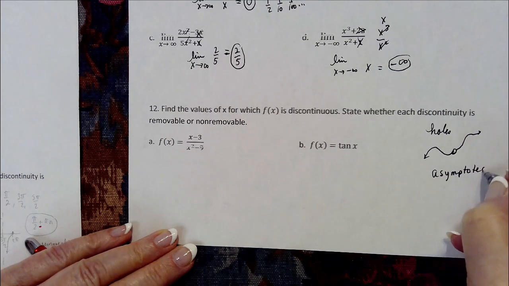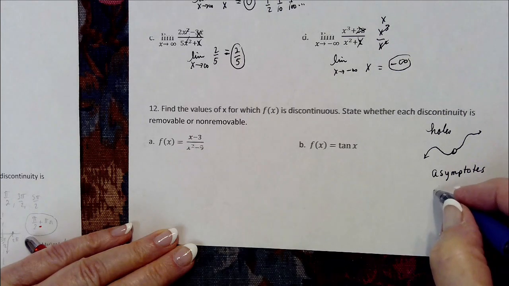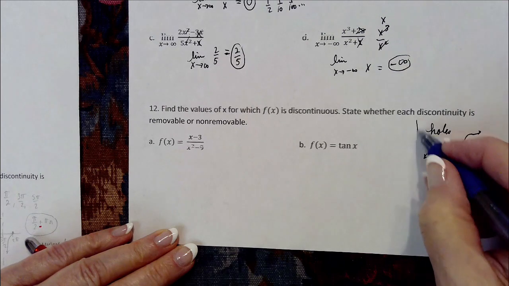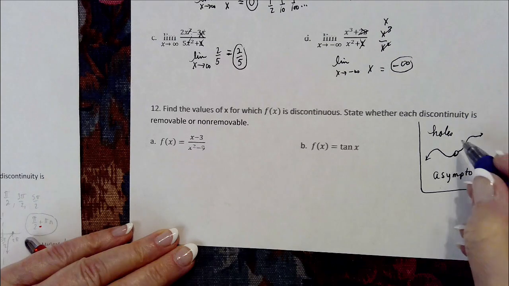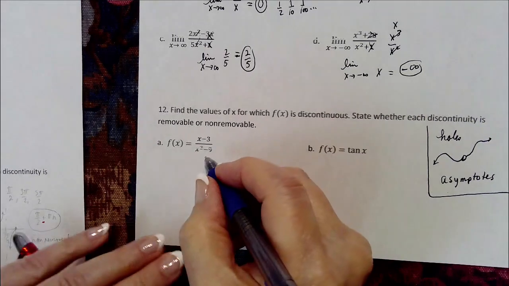So asymptotes are where the graph cannot be. If I have a graph that does something and then all of a sudden has an asymptote, then we can't have that. So these are two things: asymptotes are the non-removable and holes are the removable. Okay? So in this one right here, we're going to factor first.